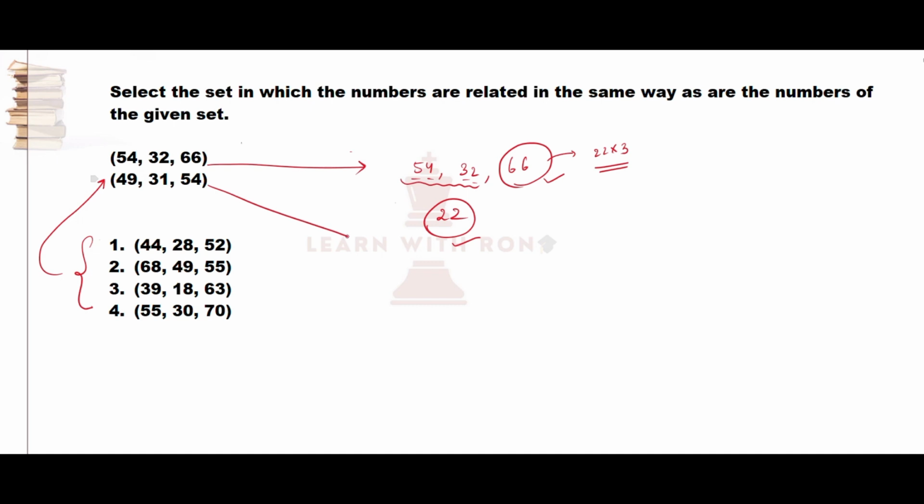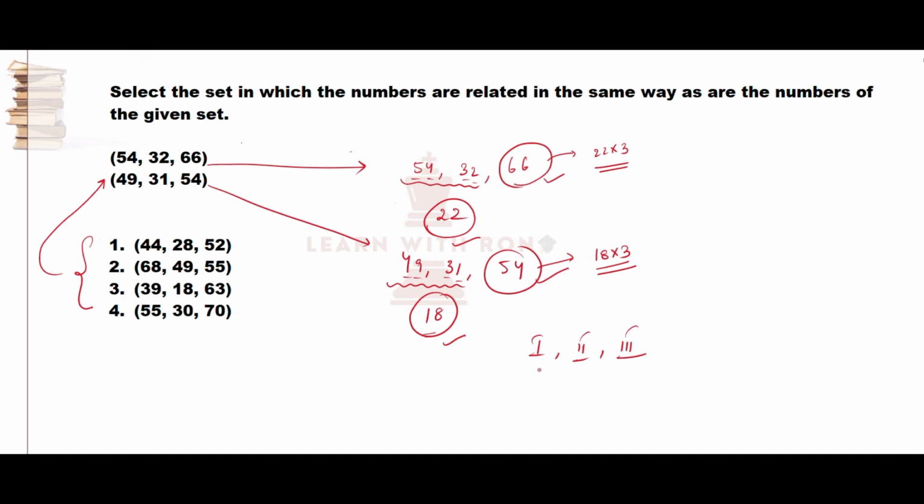Okay, let's observe the second set also. 49, 31 and 54. If I see the difference between the first number and second number, 9 minus 1, 8, 4 minus 3, 1. So the difference here is 18. Here 18 and 54. 54 is thrice 18, right? See here, 54 is 18 times 3. So what is the pattern here? If we have 3 numbers in a set, and we take the difference of the first number and second number as d, the third number is thrice the difference.